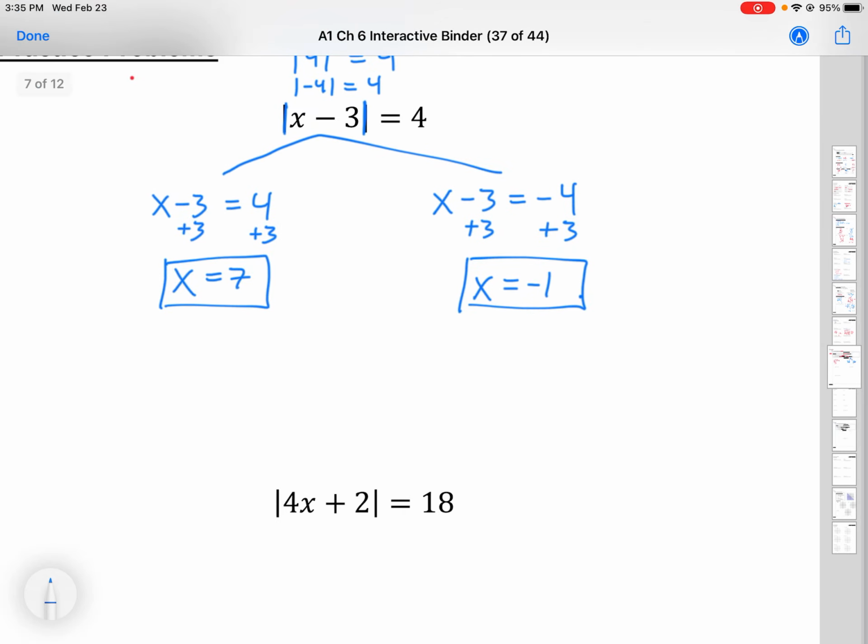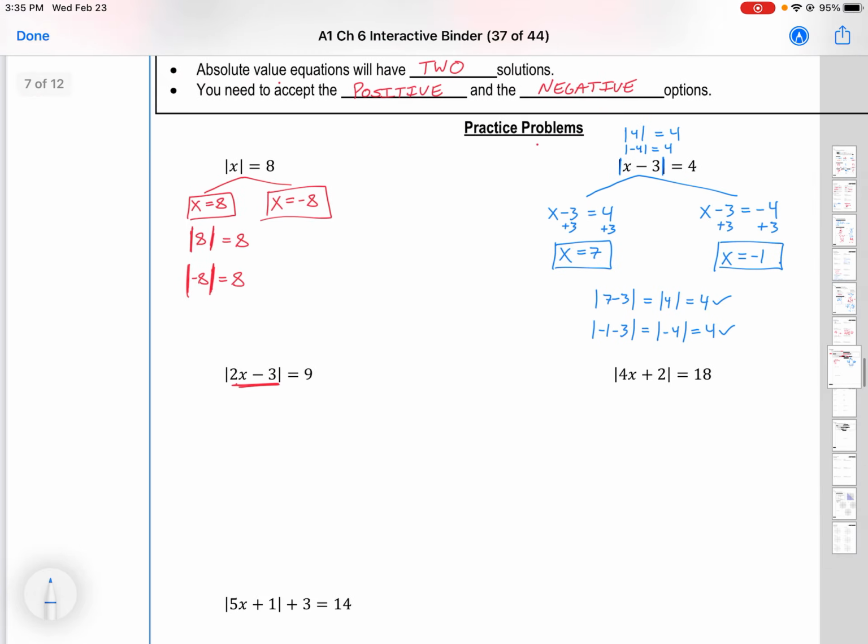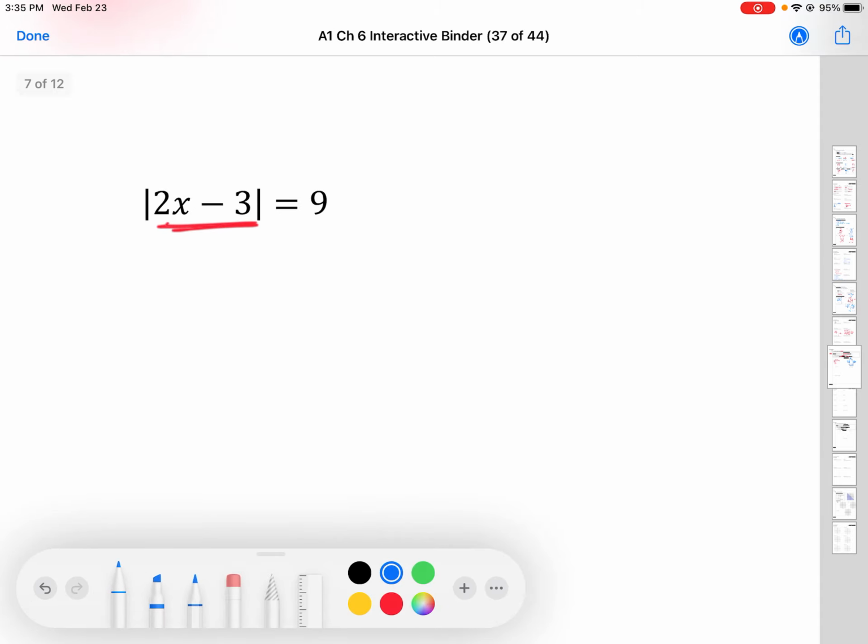They're both going to make this right. Notice if we actually plug these in, if I plug in 7 minus 3, I know 7 minus 3 is 4, and the absolute value of 4 is 4. If I plug in -1 minus 3, that is -4, and I know the absolute value of -4 is 4. So they check out. Both of them work. All right, so you can always check your answers in math. That's a nice thing. Cool, as we move on to example number 3 here.